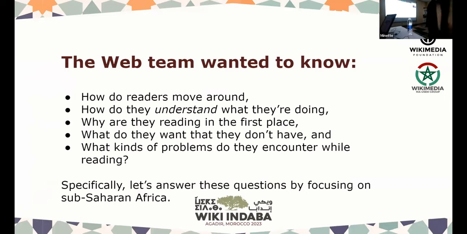Okay, so what was the web team interested in finding out? They came to us in the design research team with a bunch of questions. They wanted to know, how are readers moving around the site? When you're on Wikipedia and you go from one article to the next article, how does that process work? What are you doing to actually move around? They wanted to know, what do readers think that they're doing?